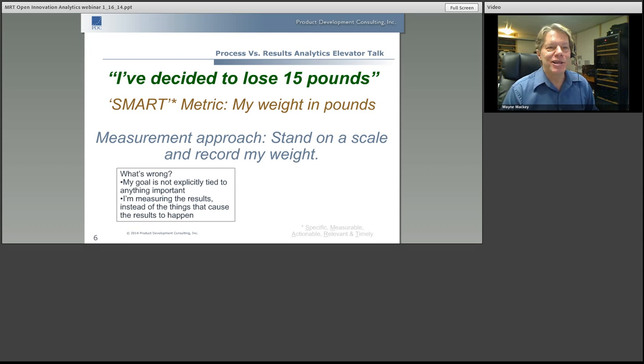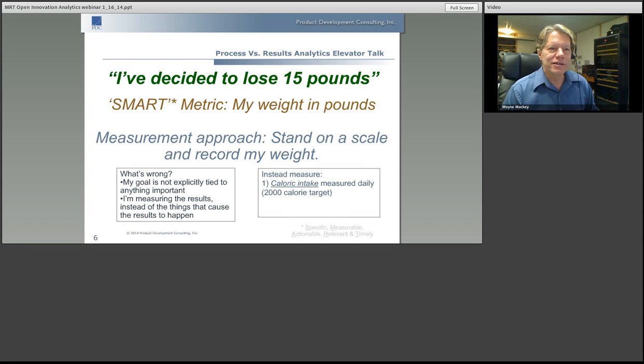I don't know about your experience, but my experience with diets is that just recording my weight, sometimes I have great days, other days I have pretty crappy days. And so as a result, measuring the results is not really getting me the results that I want. So what do we do instead? What I want to do is we'll start with the goal of being healthier.